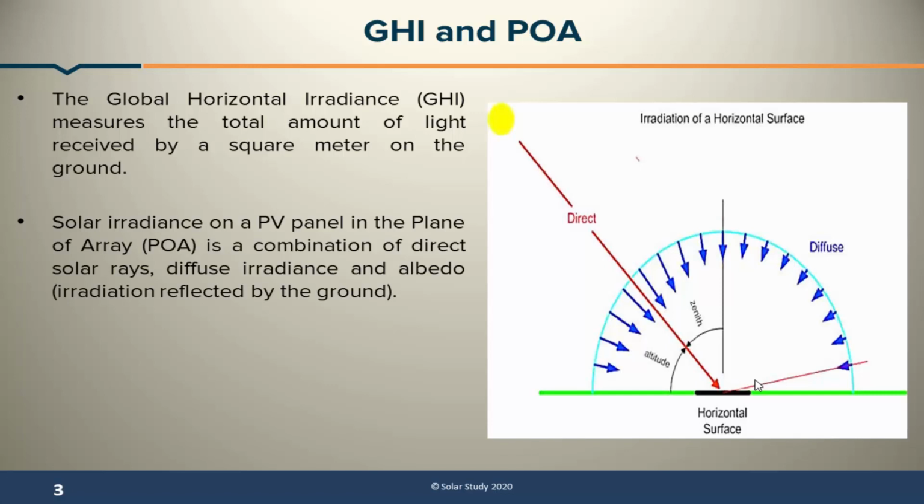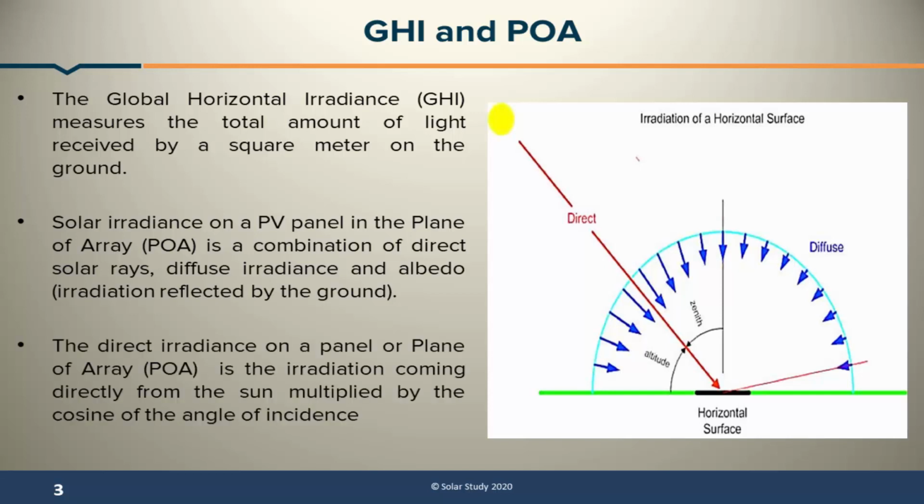Next, what is POA? It is nothing but plane of array. It is a combination of direct solar rays, diffused irradiation and albedo. So it contains some direct incident light, some reflected light and some scattered light, all incident on the array of solar panels. That is called plane of array. Okay. So we will see here how GHI is formed and how POA is designed.